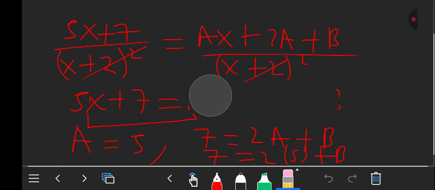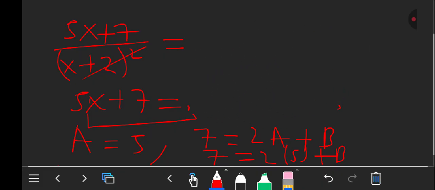So my b, we have 7 is equal to 2 times 5, that is 10, plus b. So what will be my b? My b will be equal to negative 3, right? Okay, so I have a and I have b, so I can now write it in partial fractions.